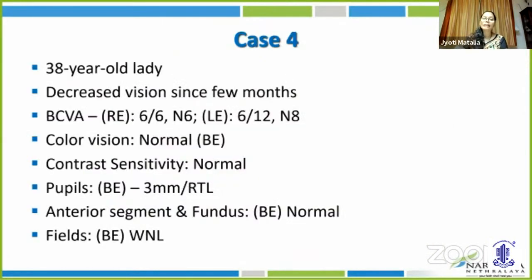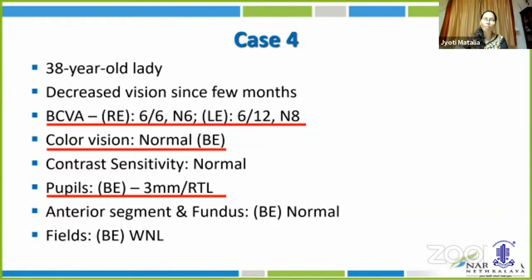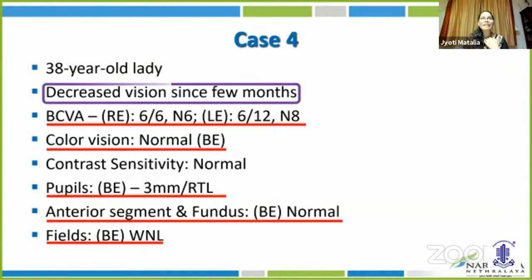Now let's look at another case, a 38-year-old lady with decreased vision. Vision was less in the left eye, color vision normal, pupils normal, anterior segment and fundus normal, both eyes visual fields normal, and we were thinking of sending this patient for MRI. So what was important was to ask the proper history. When we asked her about the decreased vision, she said incidentally when she closed one eye, she was looking through something, and she realized the vision is less.